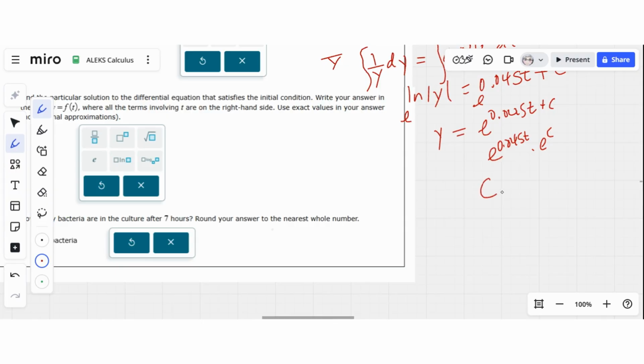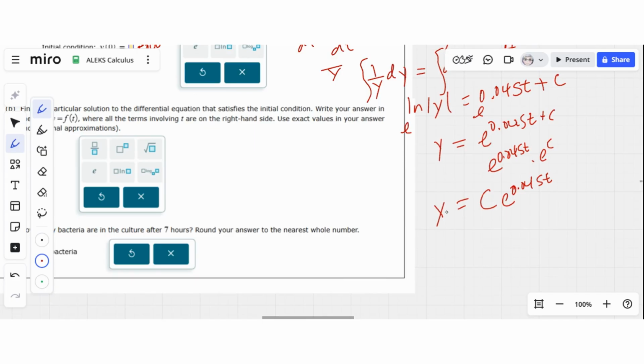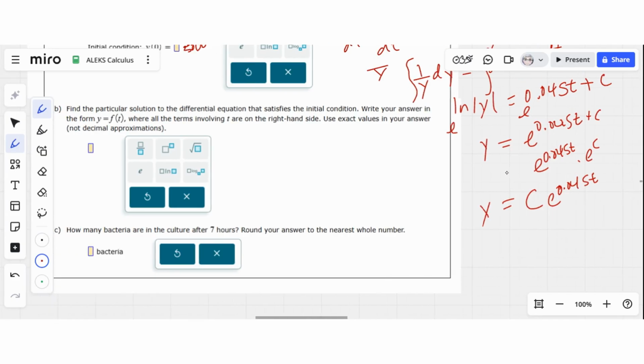So that can be brought out front as a big constant, and then we call this c times e to the 0.045t power. I dropped the absolute value because this population is growing, so we're not going to look at the negative side of this equation. So there is our general formula.